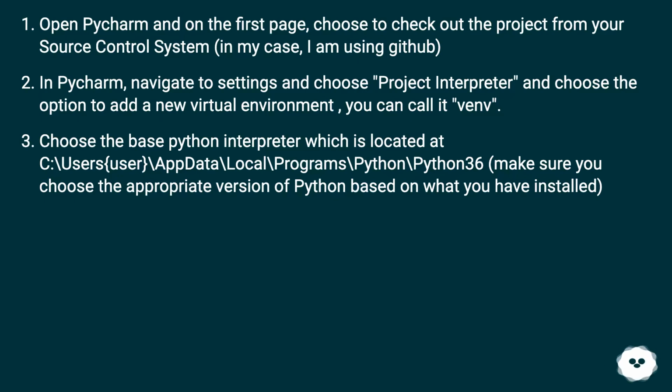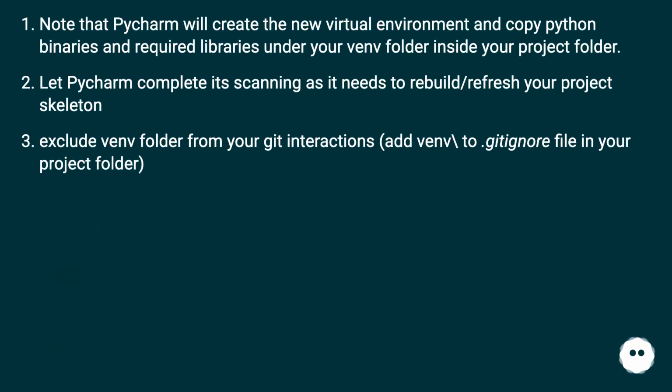In PyCharm, navigate to Settings and choose Project Interpreter and choose the option to add a new virtual environment. You can call it venv. Choose the base Python interpreter, which is located at c:\users\user\appdata\local\programs\python\python36. Make sure you choose the appropriate version of Python based on what you have installed. Note that PyCharm will create the new virtual environment and copy Python binaries and required libraries under your venv folder inside your project folder. Let PyCharm complete its scanning as it needs to rebuild/refresh your project skeleton.